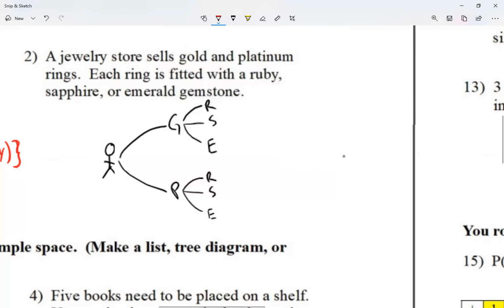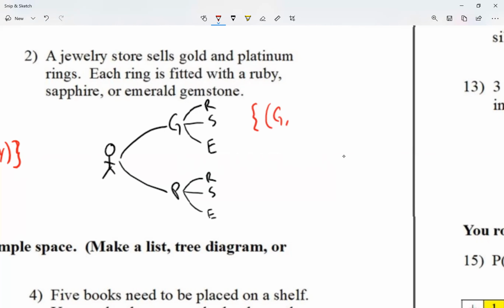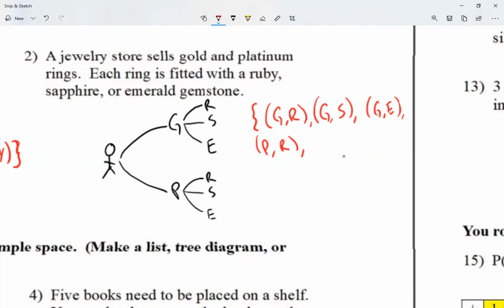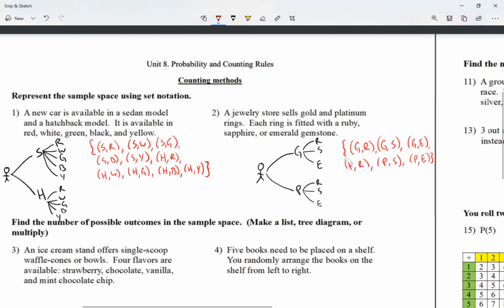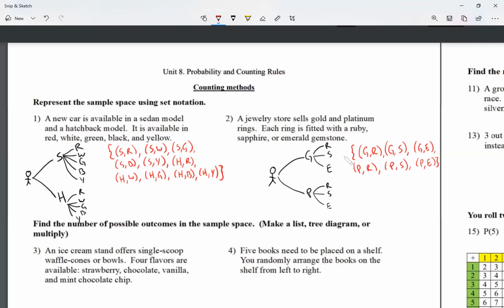So my possible choices are going to be gold ruby, gold sapphire, gold emerald, or I could have chosen platinum ruby, platinum sapphire, or platinum emerald. Okay, so that's basically how we do our choices.